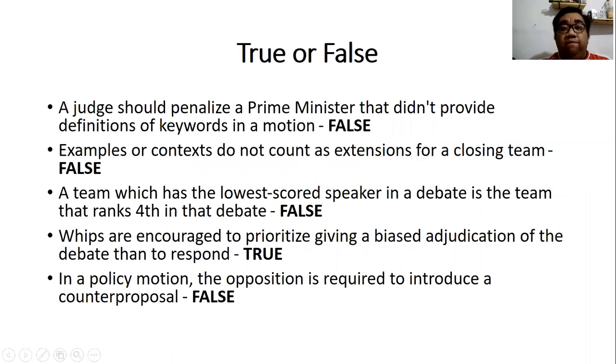Let's start with the true or false section. The first item: a judge should penalize a prime minister that didn't provide definitions of keywords in a motion. The answer to this is false.